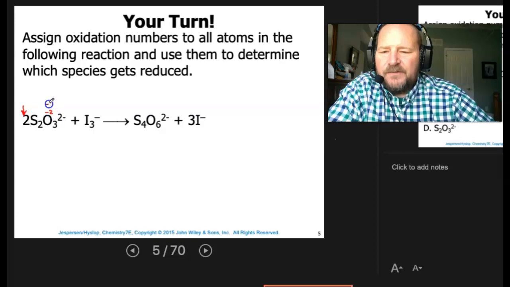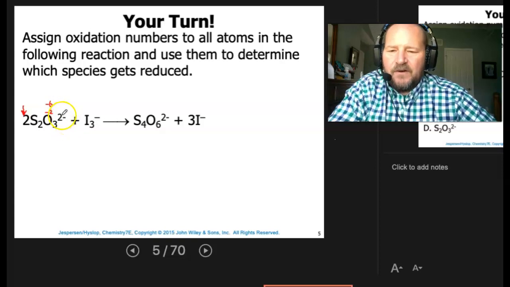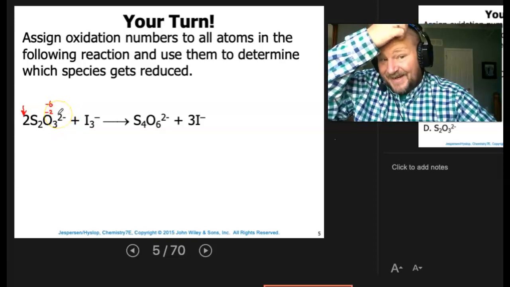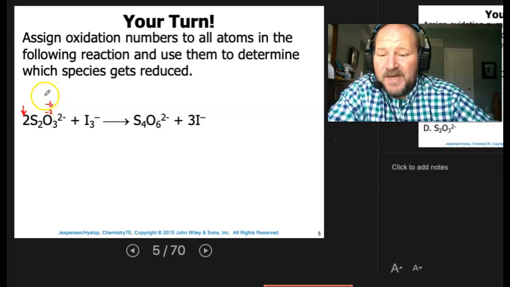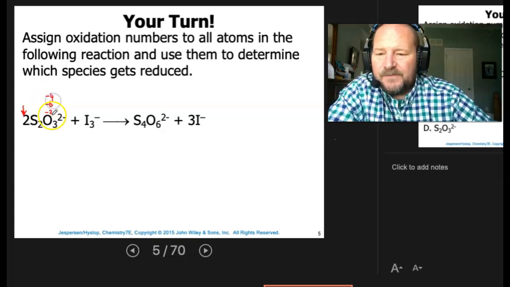That's going to be a total of -6, right? Because we have 3 of them. Now our overall charge needs to be a -2, which means really we have a -4 for our oxygens. We have 2 sulfurs. They have to sum up to be a +4 so that we can balance out that -4 to have an overall of -2. That means each sulfur then here must be +2.